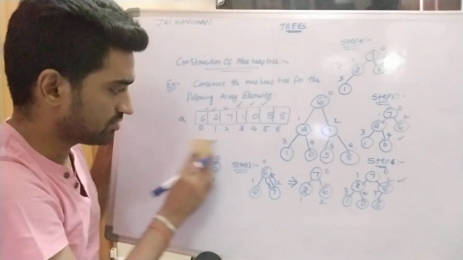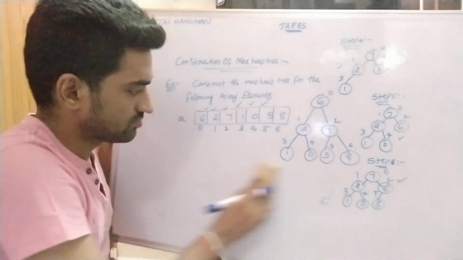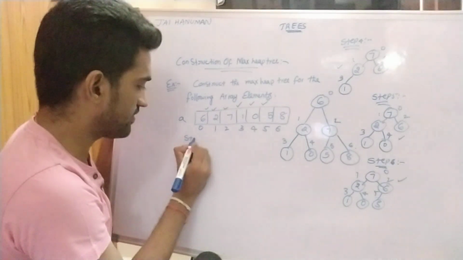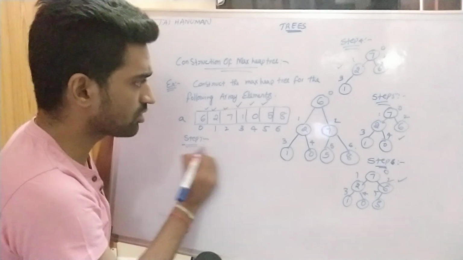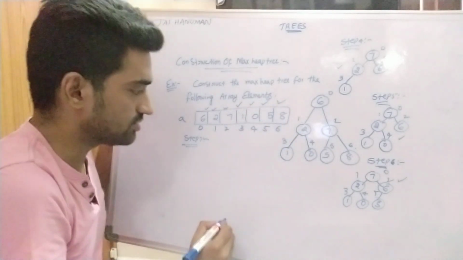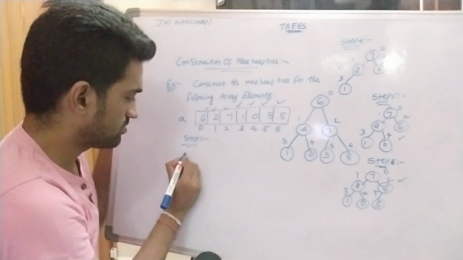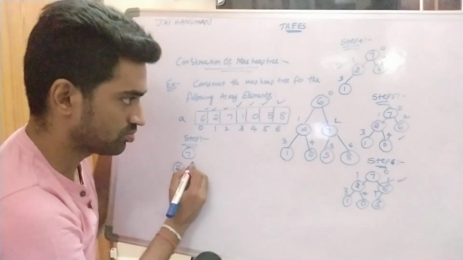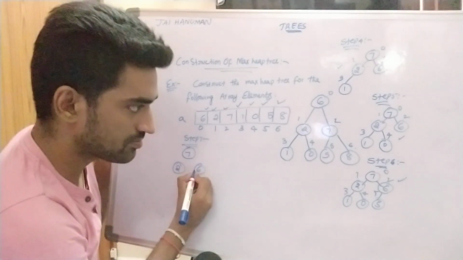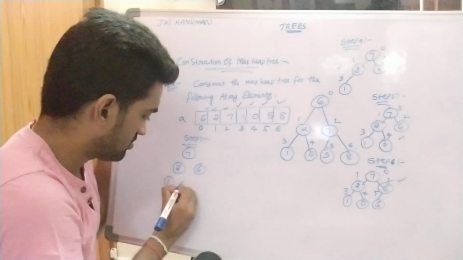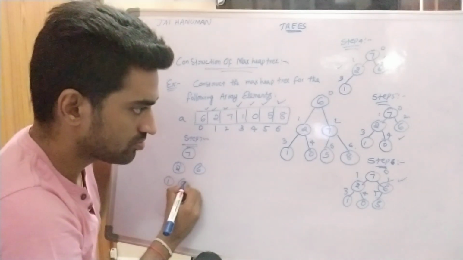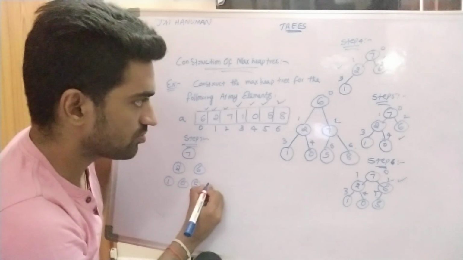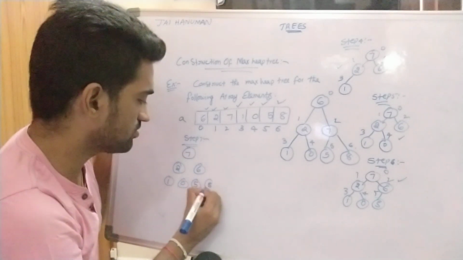In step 7, I am inserting one more node. What is the node? 8. So here the tree becomes 7, 2, 6, 1, 0, 5. The next inserted node is 8.